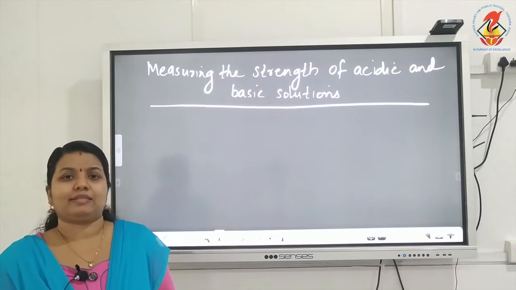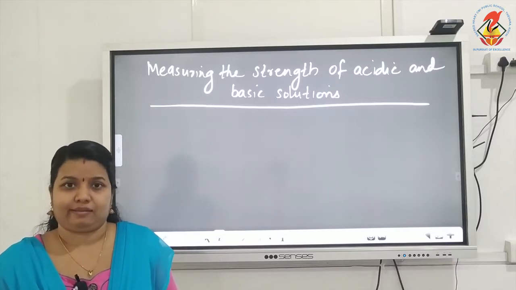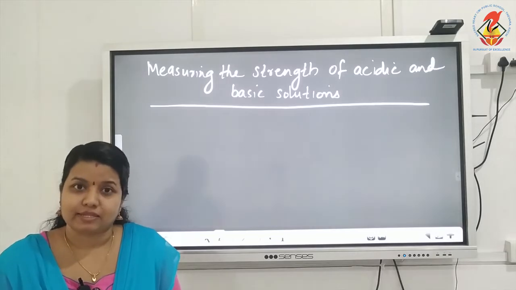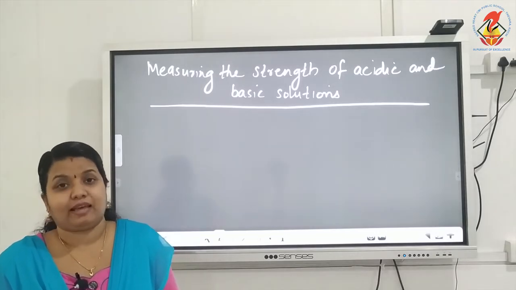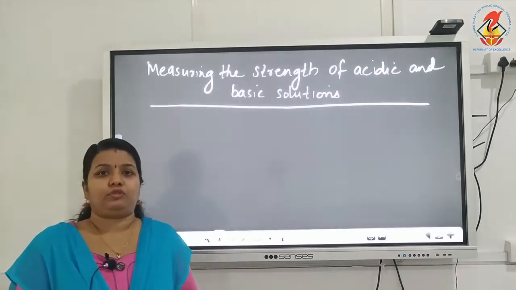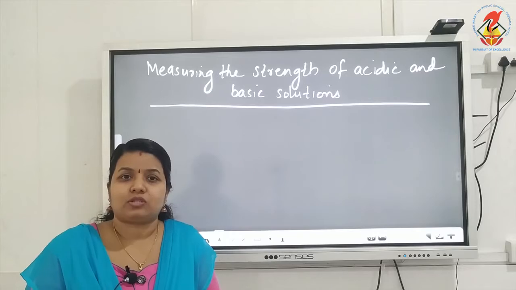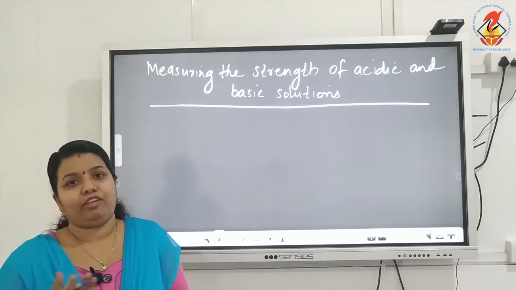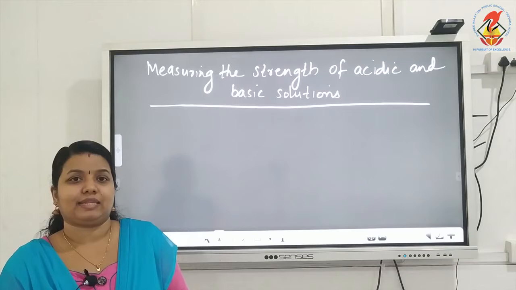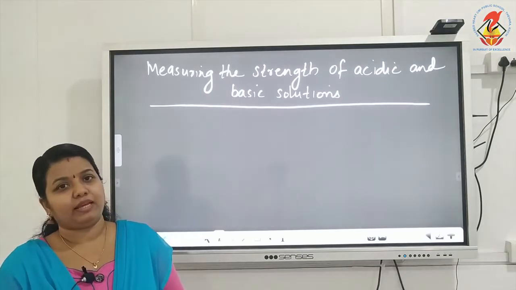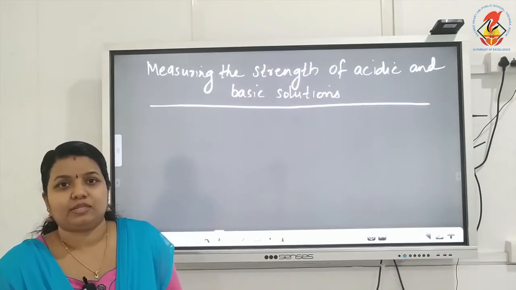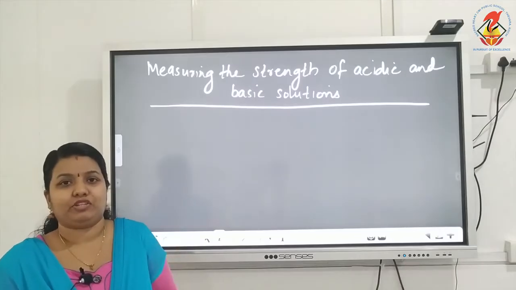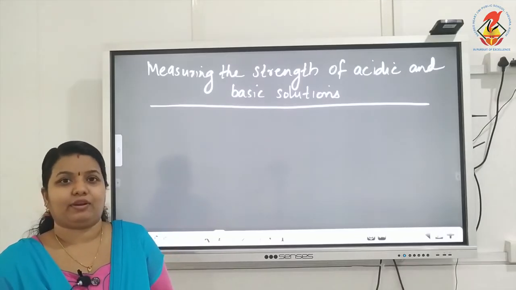But among acids and bases we have different types, like some acids are strong, some acids are weak, some bases are strong, some bases are weak. So, we have to distinguish between strong acids and weak acids, strong bases and weak bases. But using indicators like litmus, phenolphthalein, methyl orange, etc., such a distinction is not possible. So, here we go for another method of measuring the strength of an acid or a base.